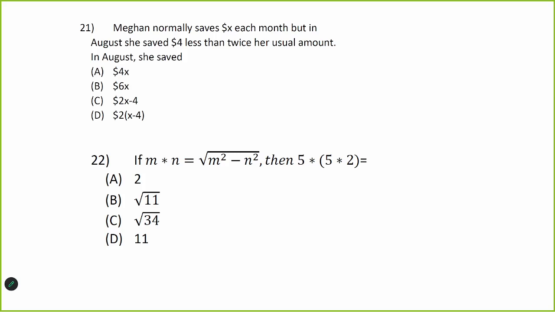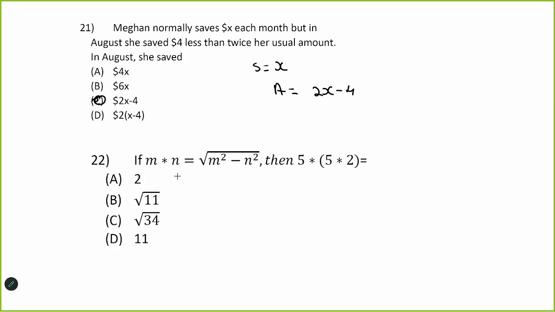Megan normally saves X each month, but in August she's saving 4 less than twice her usual amount. Okay, so X each month she saves, and in August she saves 4 less than twice her usual amount. So if she saves usually X, twice her usual amount will be 2X, and then you're minusing 4, right? So it's 2X minus 4, which is C.